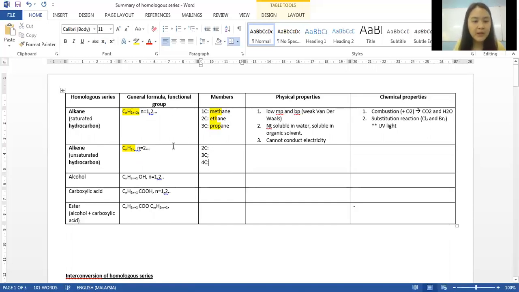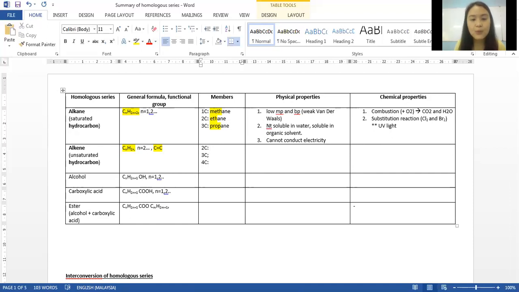Unlike alkane, where there's no obvious functional group, members of alkene have a very obvious functional group, which is the double bond between carbon atoms. So for all members of alkene, you can see that there's a presence of a double bond between the carbon atoms. Okay, so let's try to recap the naming for the first few members of alkene.